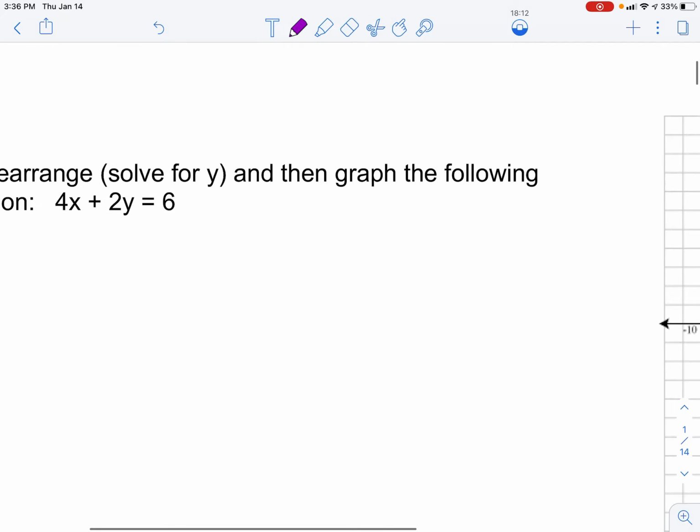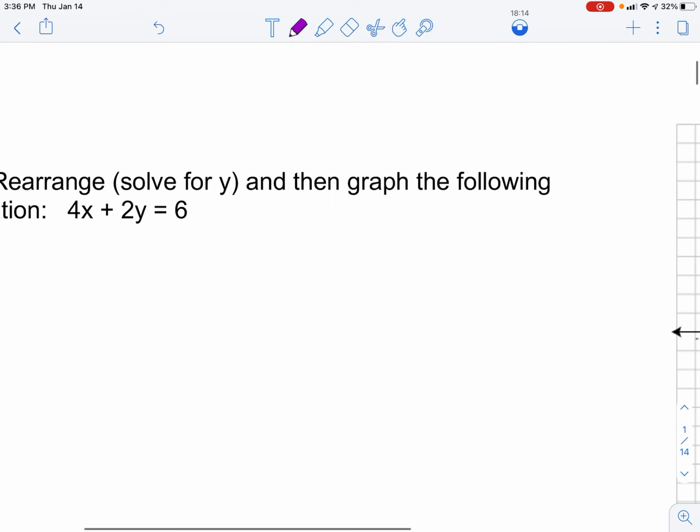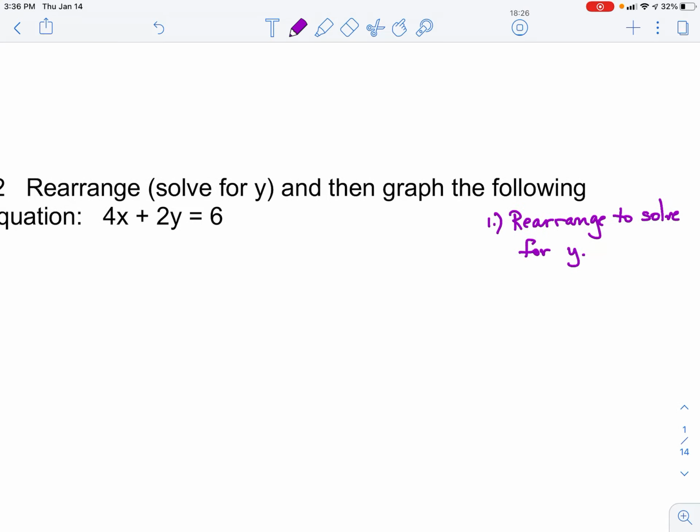All righty, we're going to rearrange 4x plus 2y equals 6 to solve for y. So let's go ahead and write some steps over here. So the first thing we're going to do is rearrange to solve for y. So we need to isolate y, so the first thing we should do is move 4x over here. We subtract it off both sides. We're left with 2y equals 6 minus 4x.